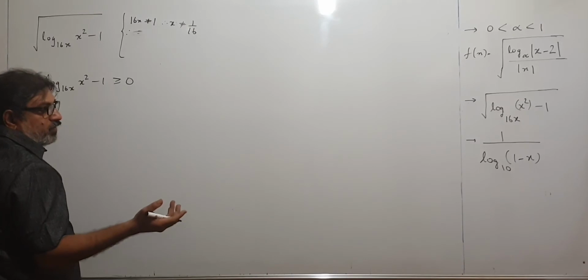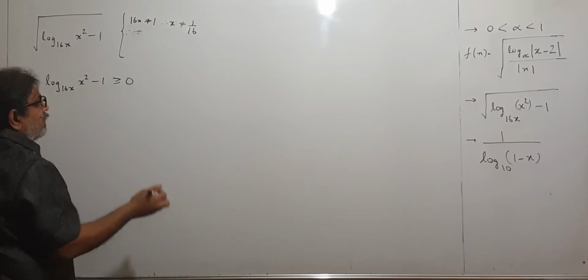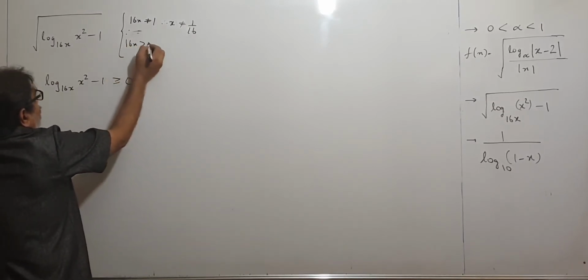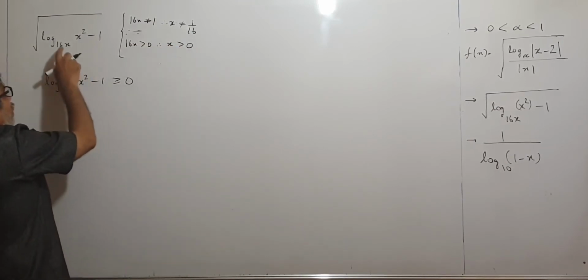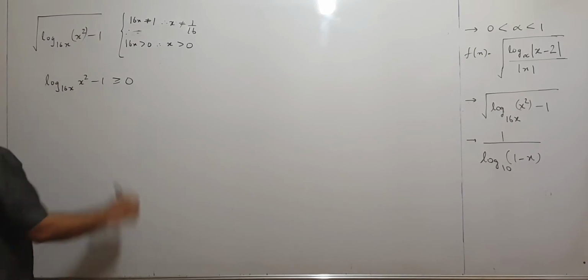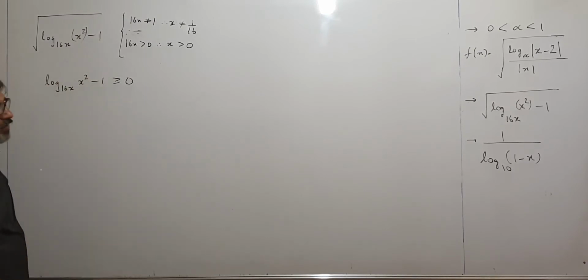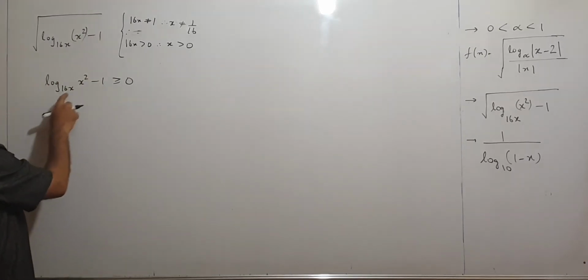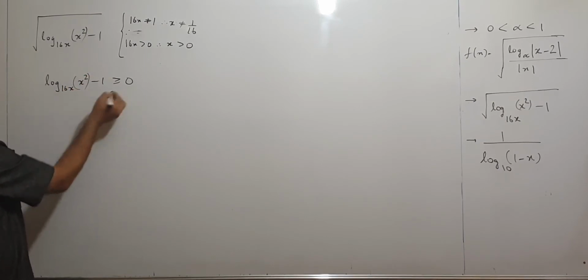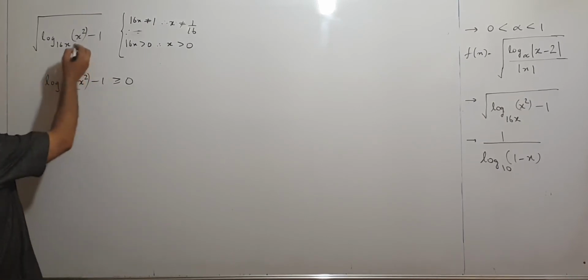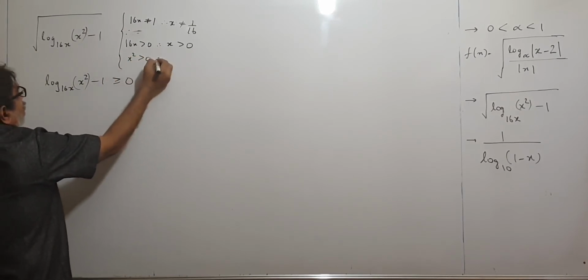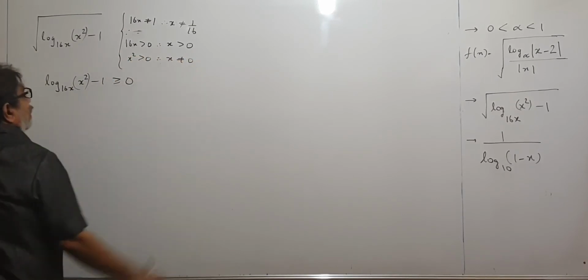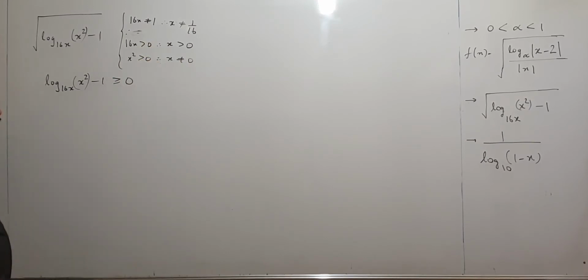16x should be positive, more than 0. So 16x should be positive, therefore x should be positive. We want log of x square. This minus 1 is separate, please remember. Log of x square only is there to the base 16x and minus 1 is separate. So this x square should be positive, right over here. X square should be positive, that means x should not be 0. So these three things are there already with us regarding log of x square and all.